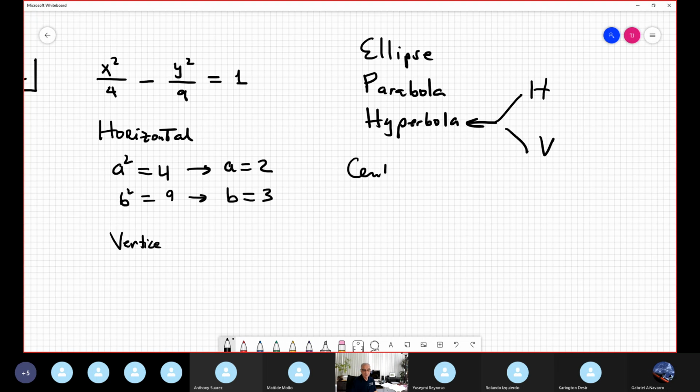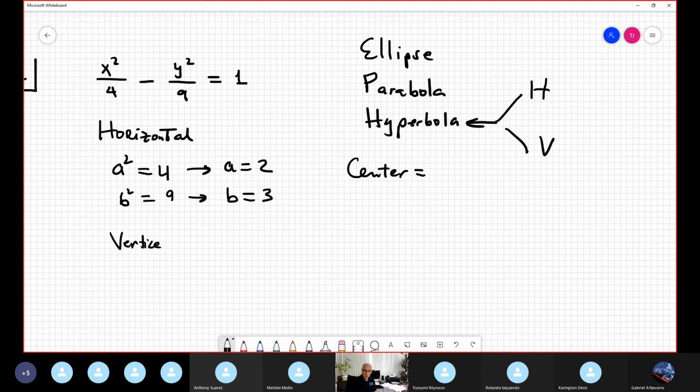Where is the center of this hyperbola? Where is located the center of this hyperbola? Who is H, who is K in this hyperbola? You see some H, some K? No. So, what's the idea? Center is at the point?